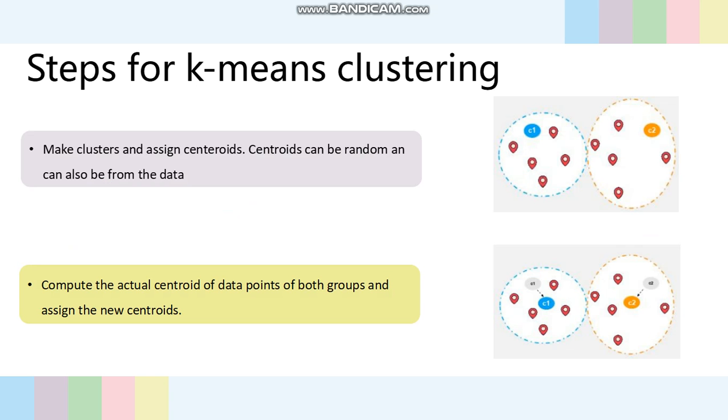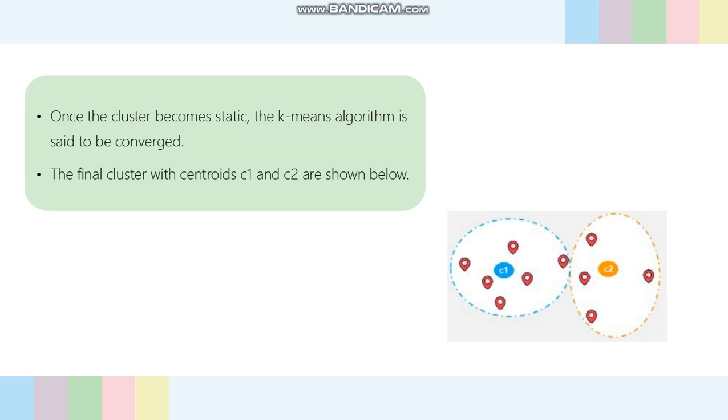There are steps for K-means clustering. Step 1 is to make clusters and assign centroids. Centroids can be random and can also be from the data. Then we compute the actual centroid of the data points of both groups and assign the new centroids. Then, once the clusters become static, the K-means algorithm is said to have converged. The final clusters with centroids C1 and C2 are shown below.